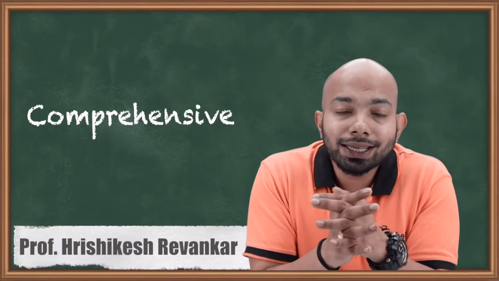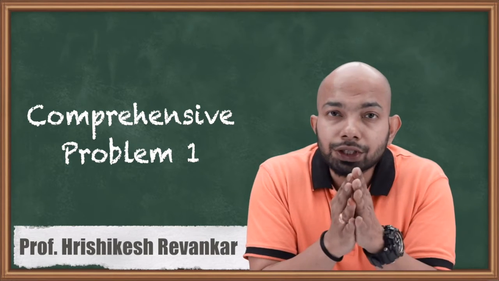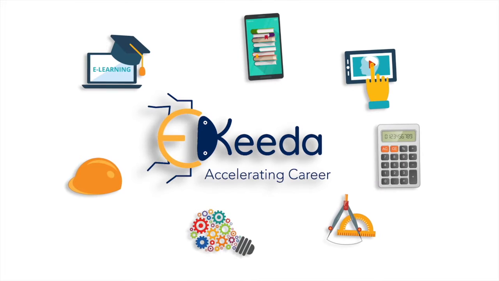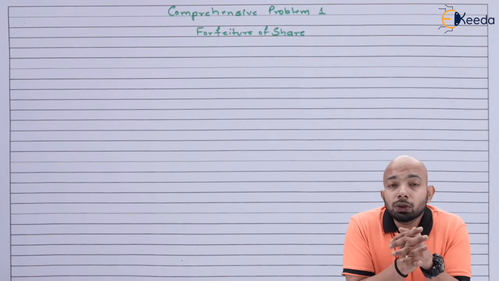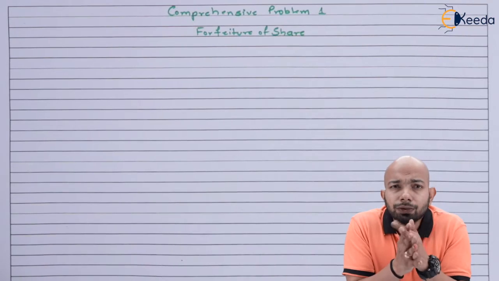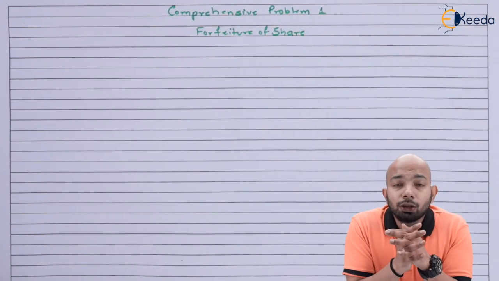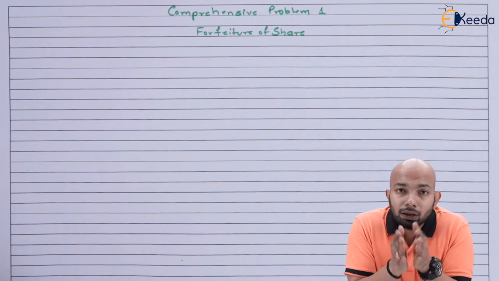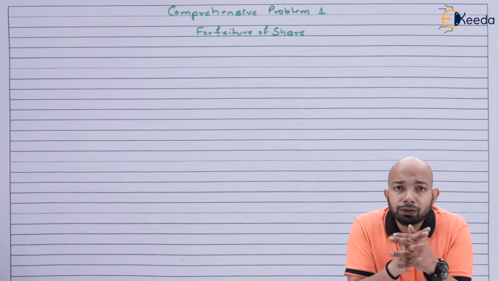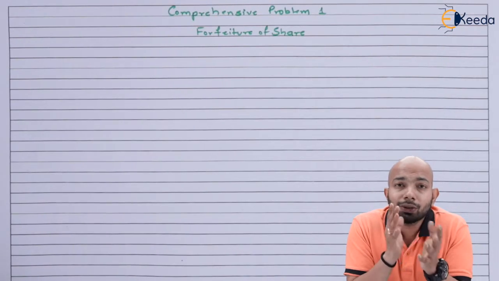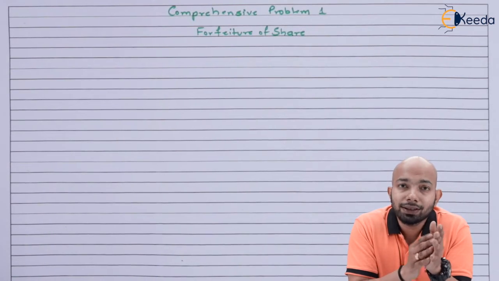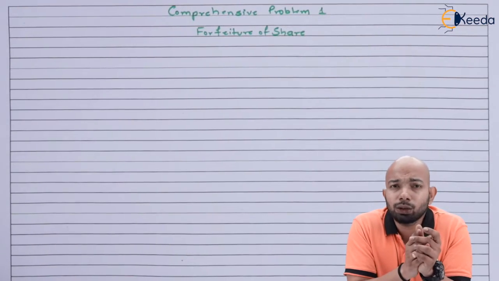Hello friends, we'll be discussing an illustration which is related to forfeiture of shares. When we talk about forfeiture of shares, we basically understand that some of the shareholders haven't paid up the money which you have called for a substantial period of time. Hence, you cancel their shares and later you have the option of reissuing those shares at whatever price you want. Ideally, it is at a lower price.